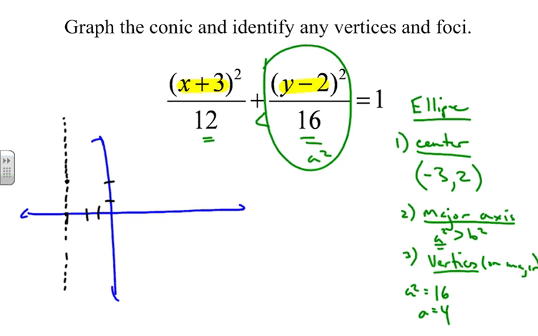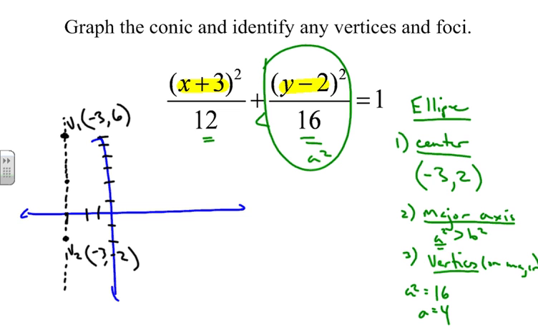So our vertices are going to be 4 units away. I'm going to go up 4, 1, 2, 3, 4. So we have vertex 1, and we'll label that as negative 3, and we went up 4 vertically, so that'd be 6. We also go down 4 from the center, so 1, 2, 3, 4. It appears to be right there. That's vertex 2, and vertex 2 is going to be negative 3, and we're going down 4 from there, so it'll be negative 2.